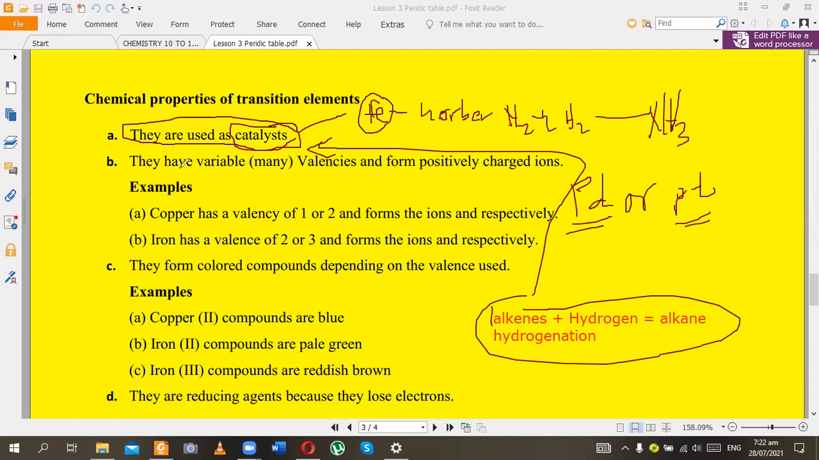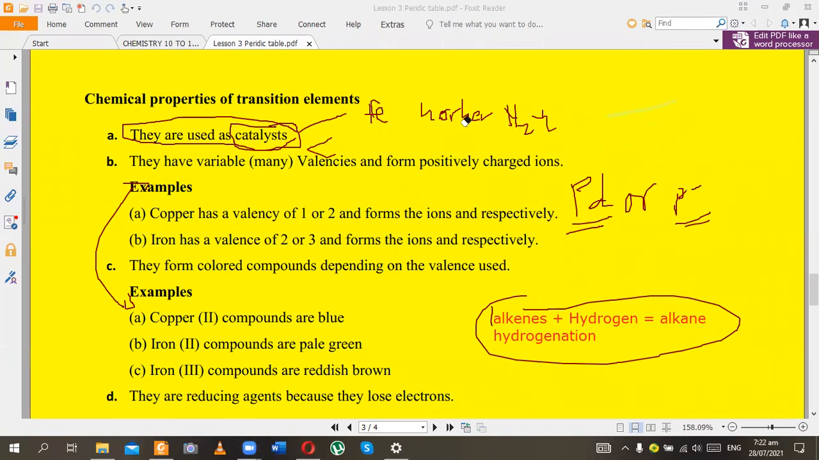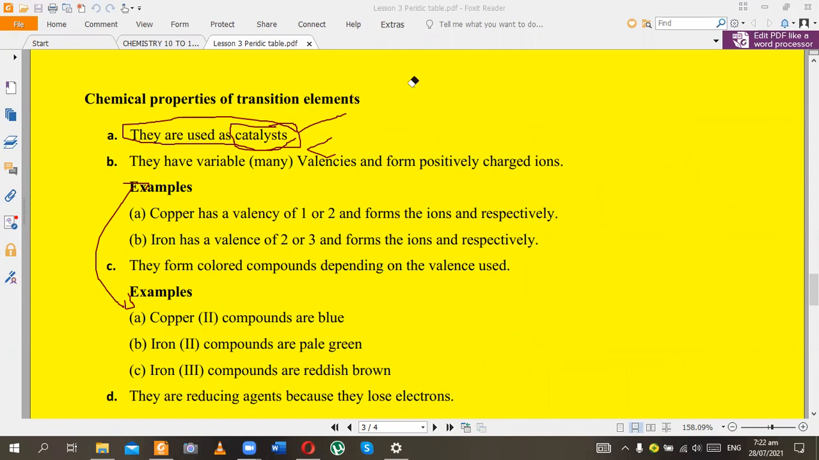Then the other one is that they have many valences. I'm also going to combine these two here. Remember, I also said that these elements are colored. Most of them are colored except for zinc. It's because the d block is fully occupied. The number of electrons in the d shell will determine its color. If the d shell is fully occupied like zinc, zinc is white, it's not colored. Otherwise, it has to have a color other than white.